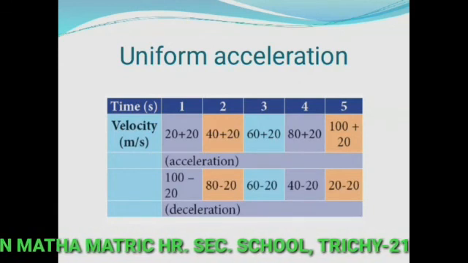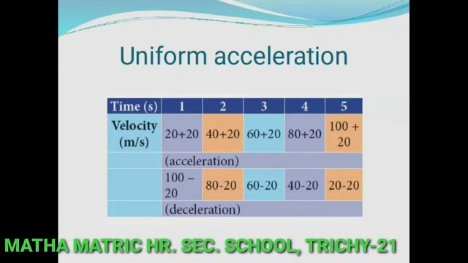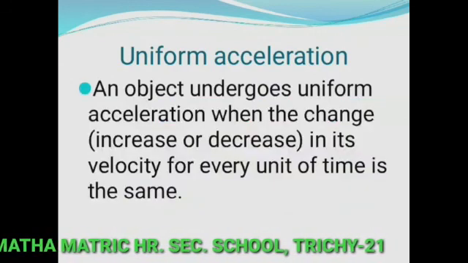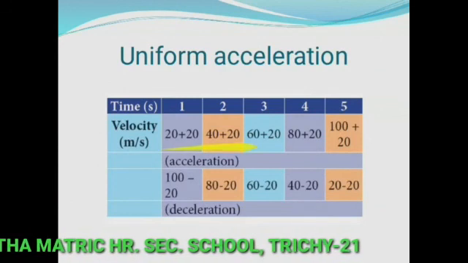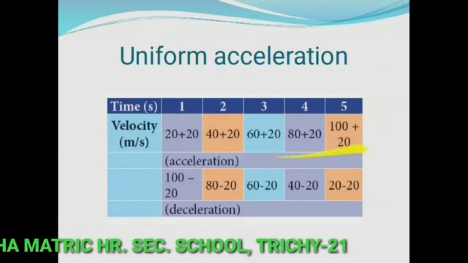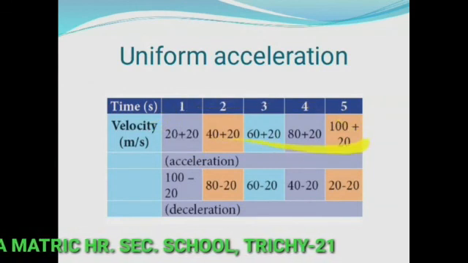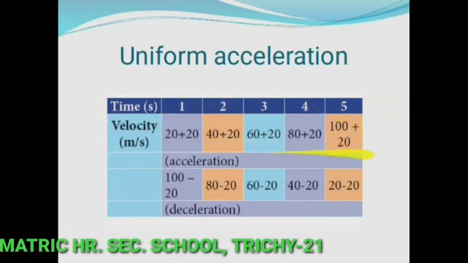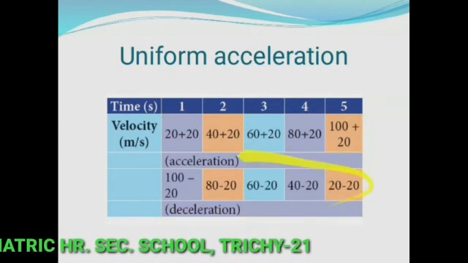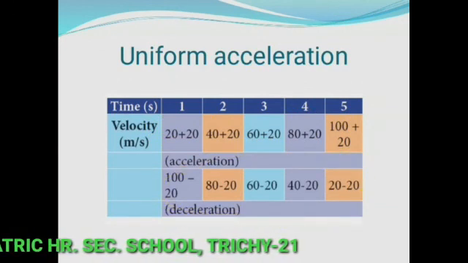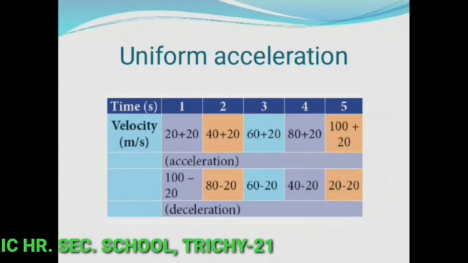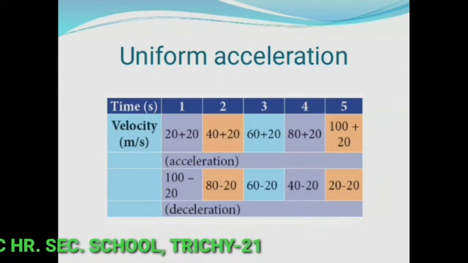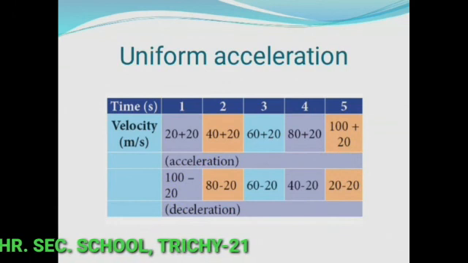So when the velocity of the object is decreasing by 20 meter per second, so here 100 minus 20, then 80 minus 20. So here the velocity is decreasing by 20. Here velocity is increasing by 20. So the acceleration is 20 meter per second square. So it has uniform acceleration. Likewise, here the velocity is decreasing by 20, so it is also an example for uniform acceleration. Here the acceleration is 20 meter per second square. That is deceleration, because it is negative acceleration, because here velocity is decreased.